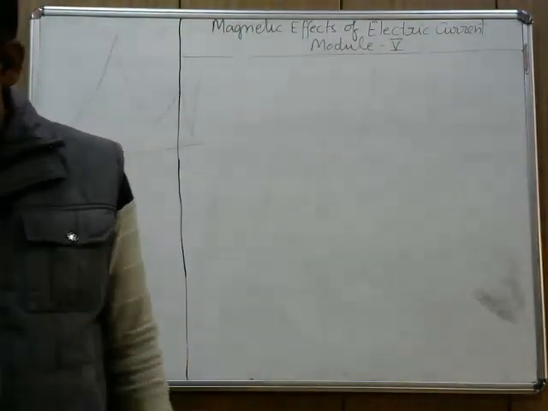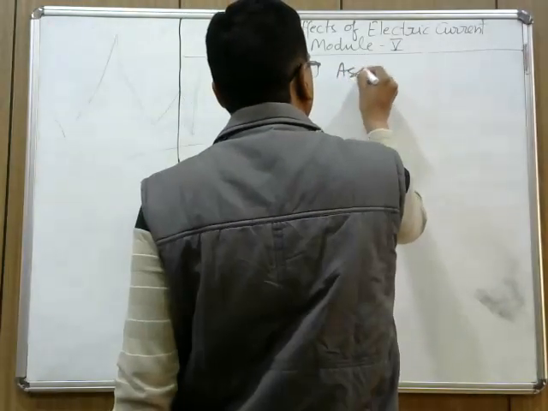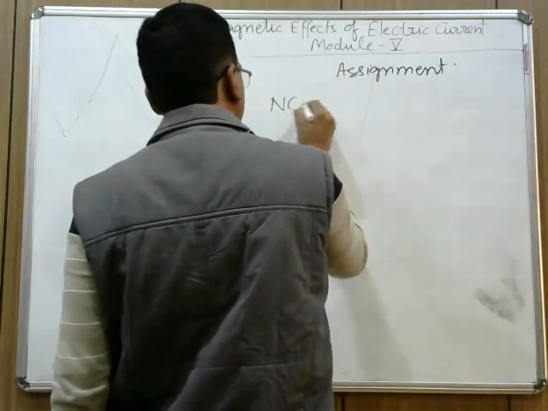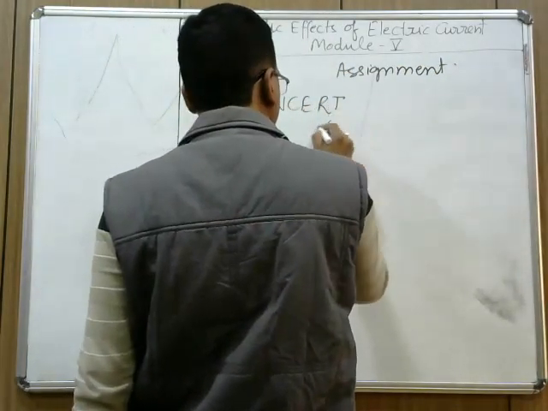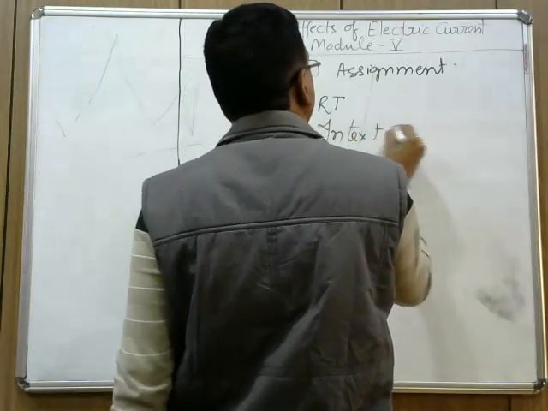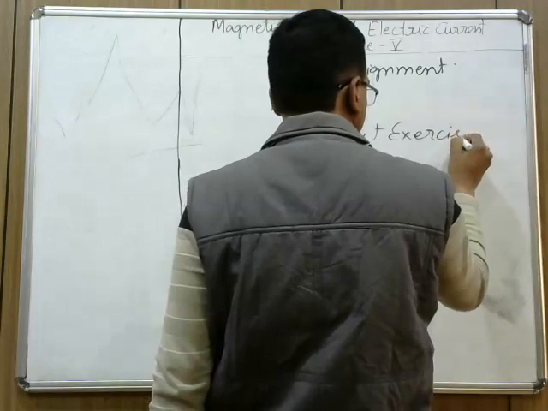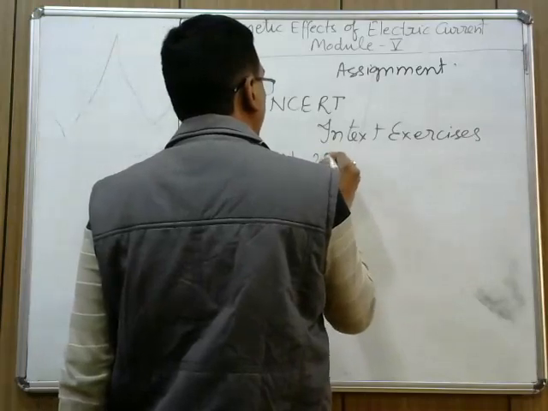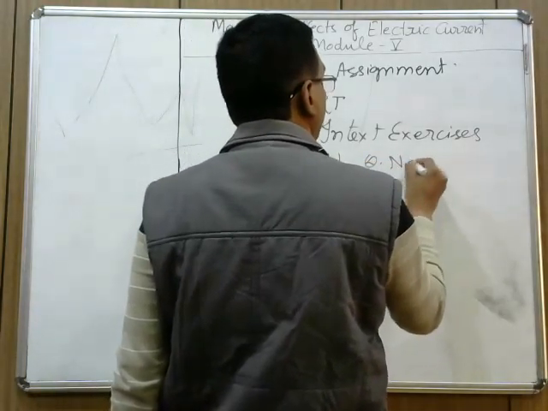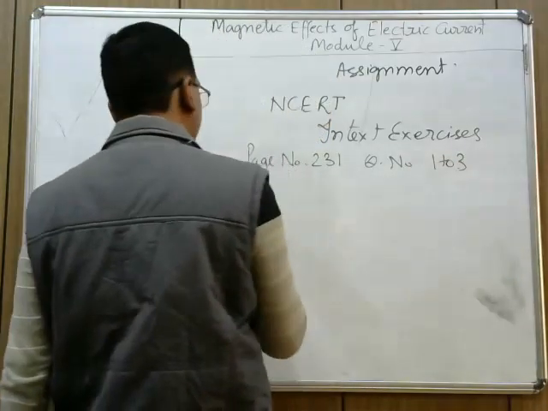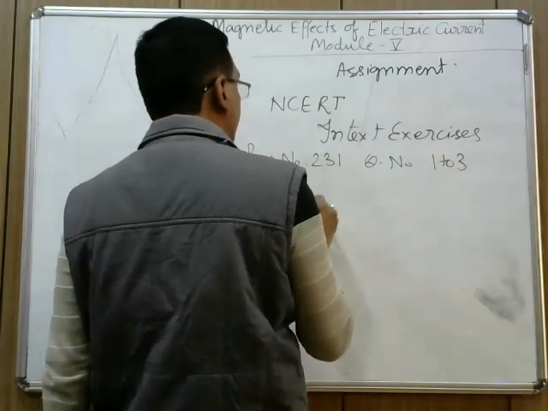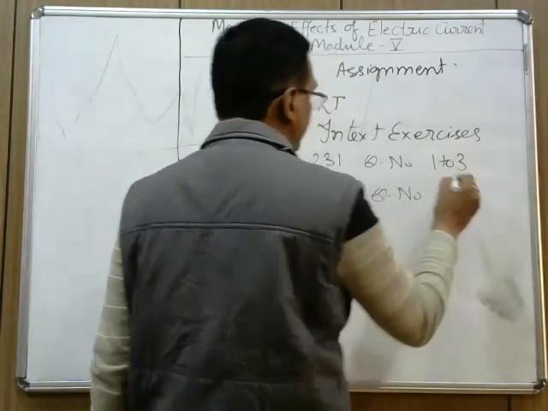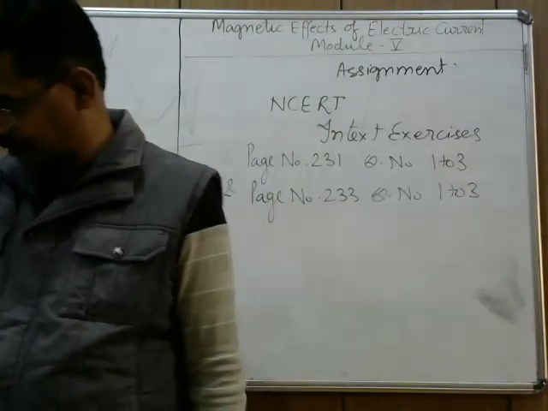Now it comes to the assignment. In the text exercises, page number 231, question number 1 to 3, and page number 233, question number 1 to 3. So now you are in a position to solve these questions.